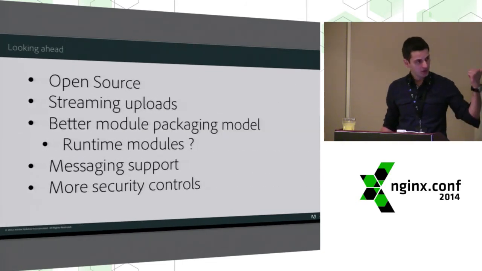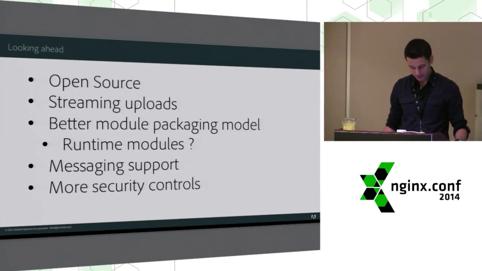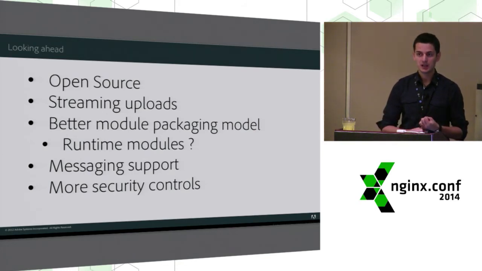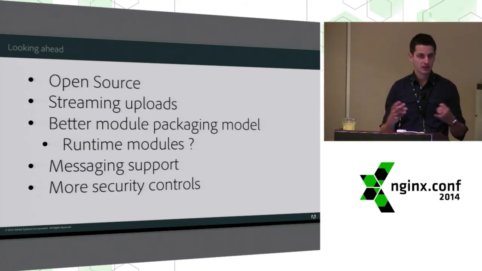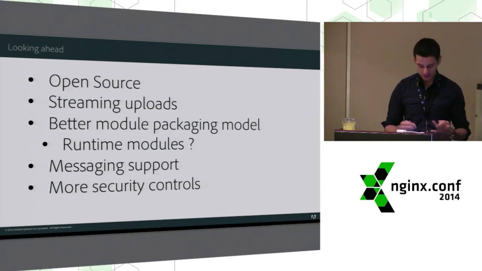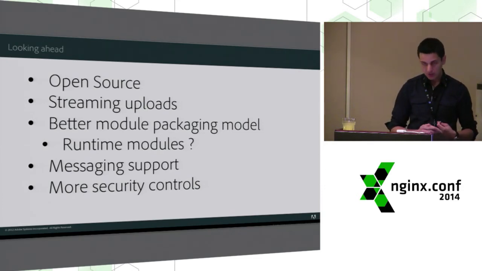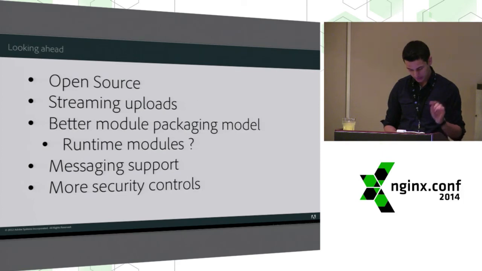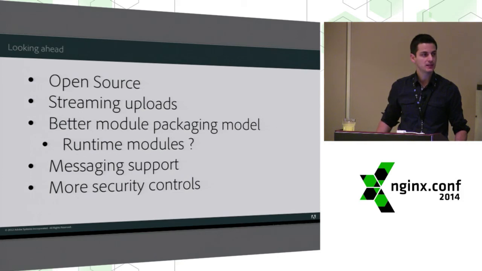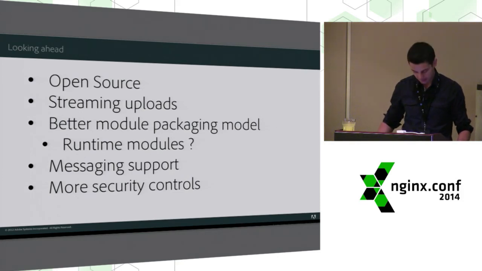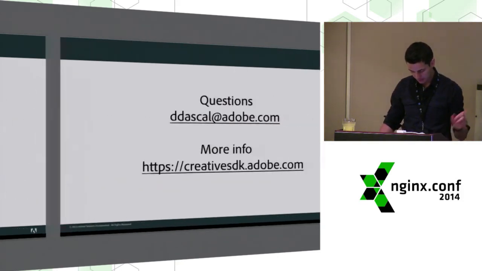Looking ahead, we want to open source what you have seen today. We're open for collaboration, which is why I'm also sharing. If you're interested to even collaborate on the specs on how to validate a request in the gateway, we're open for that in the source code as well. Streaming uploads is also important. Better module packaging to load modules at runtime. Messaging support, we're working to integrate ZeroMQ into the gateway and see some of the patterns that we can build there. And we're looking for more security controls.